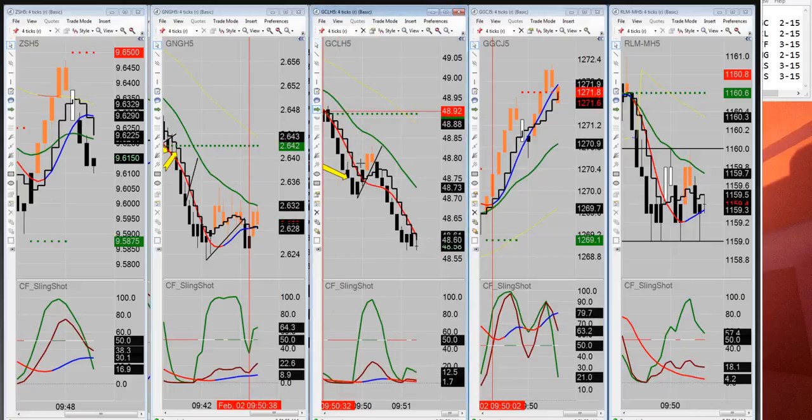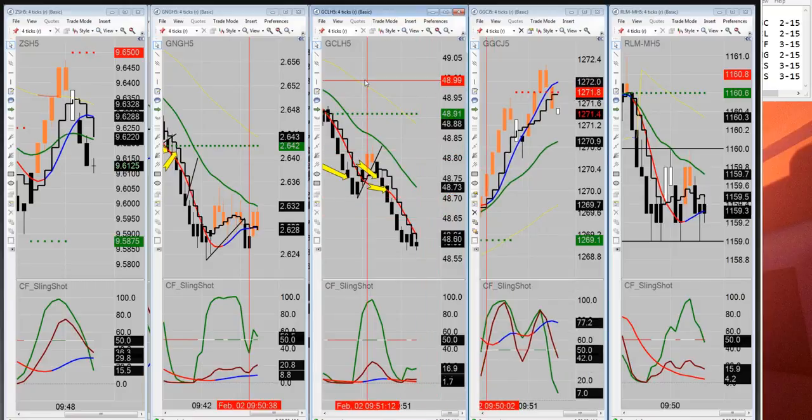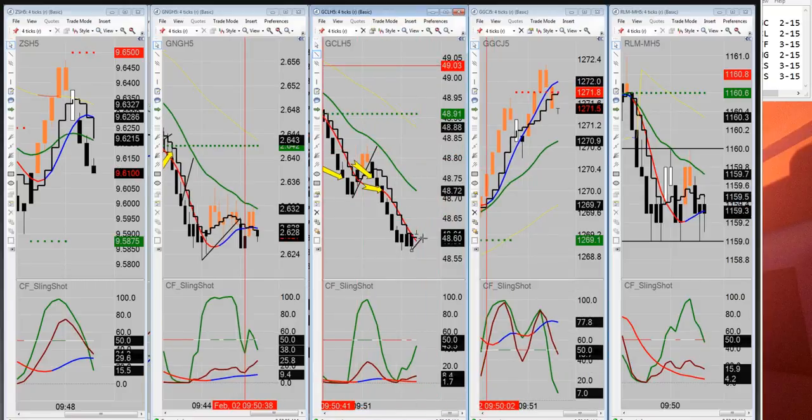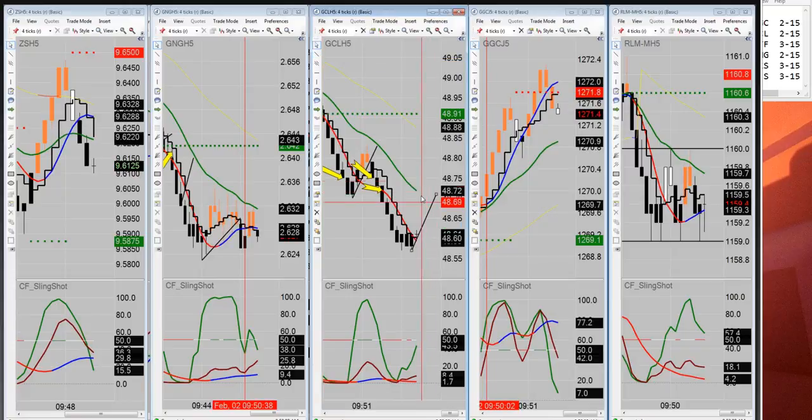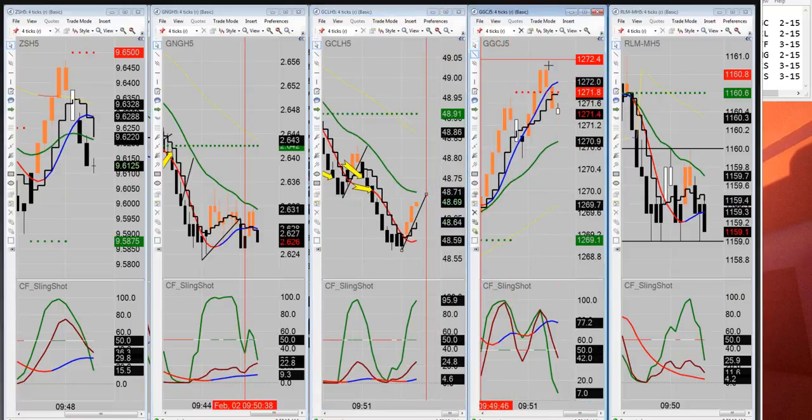Okay, let's see. I got short there. It's 74 actually, and it took me out with 1 tick right there. Alright, well, we're going to keep trading it. It's going to keep going down. Gold has some good divergence here now.